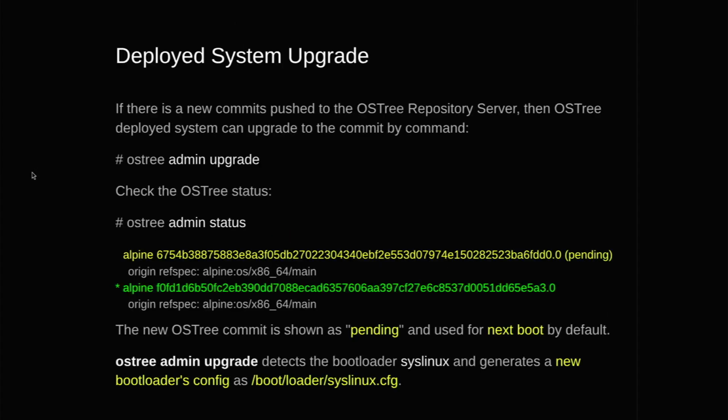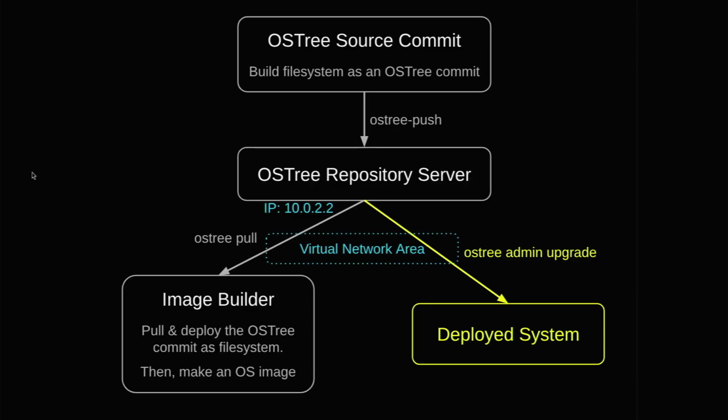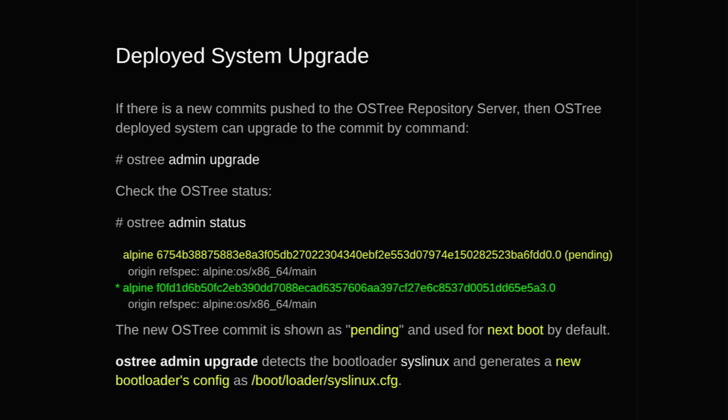Back to the slide. And then how about the deployed system? We want to update the OSTree commit if there's a new one. If there's a new commit pushed to the OSTree repository server, then the OSTree deployed system can upgrade the commit by the command ostree admin upgrade. And if we check the OSTree status, you will notice there's a new commit, but in pending. And the star here means here's the OSTree commit that we are using right now. And the pending OSTree commit means we are going to use it for next boot by default.